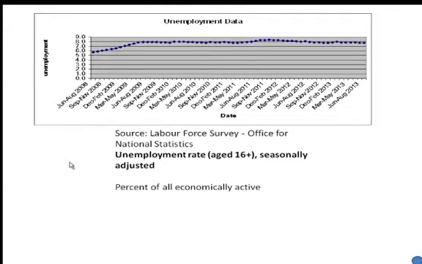Here we can see the labour force survey for the Office of National Statistics, and this is showing the unemployment rate for 16 and overs that's been seasonally adjusted, and it's showing the percent of all economic activity. It looks on this chart as if there's not a lot of change from 2008 to 2013. It looks very level in terms of the chart. What we can see is the labelling of this chart is very poor, and we should use the information that we've got to label it better.